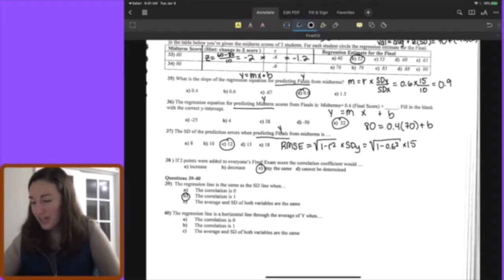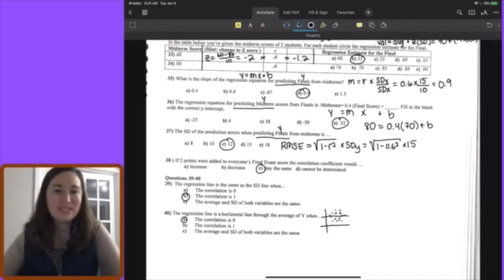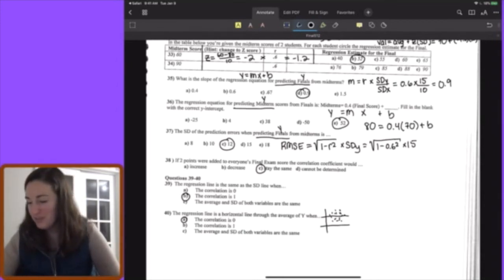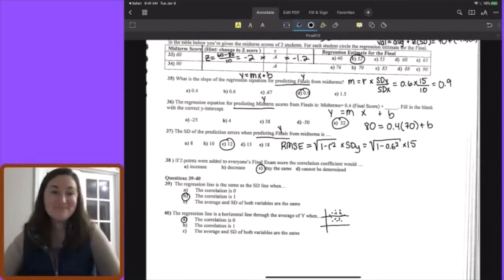Question 40 says the regression line is a horizontal line through the average of y. So when do we have a regression line that's totally flat? That's when the correlation is 0. That's when we have just this non-linear pattern of points, something like that. That'd be when r equals 0. If the average and SD of both variables are the same, it depends on what the data is. That doesn't really tell us anything.